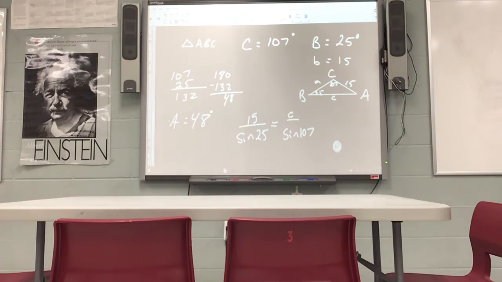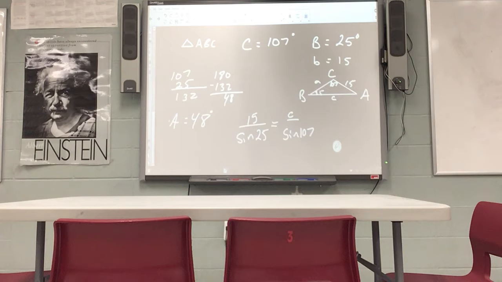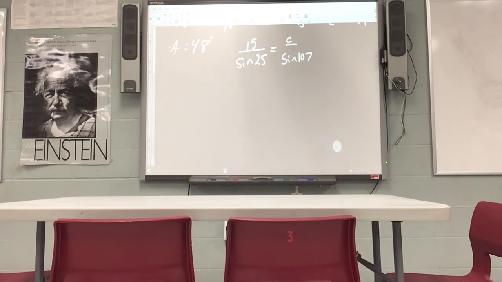C's being divided by sine of 107, so we're going to say sine of 107 times the 15 that was already up there, still over sine of 25, and whatever that is going to equal C.